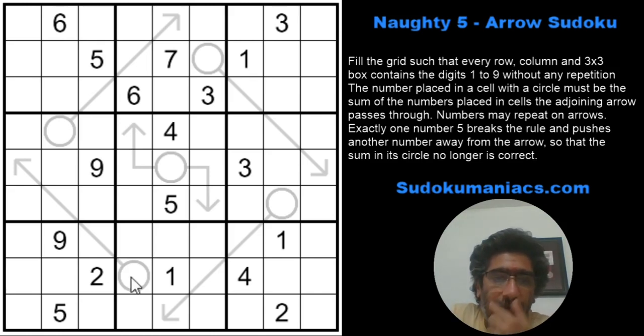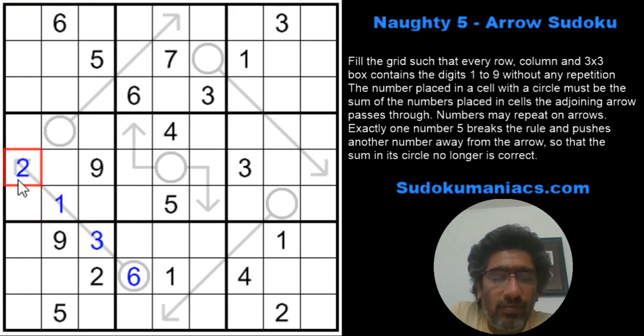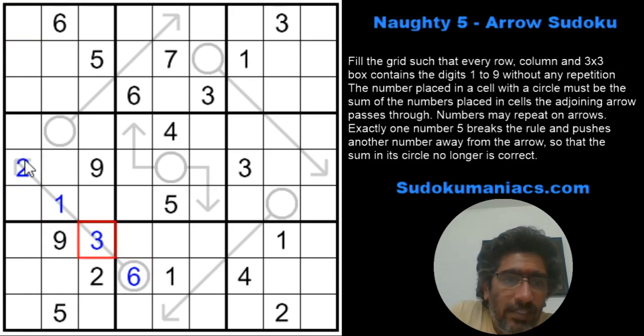So hypothetically, let's assume this was the digit 6, right? So 6 can be 3, 1 and 2. And assuming this was the wrong arrow, then one of these three digits would be replaced by a 5. Now we already have a 5 in this column, we also have a 5 in this column, so this would be a 5. Now this kind of naughty placement will take place in exactly one arrow of all the given arrows.